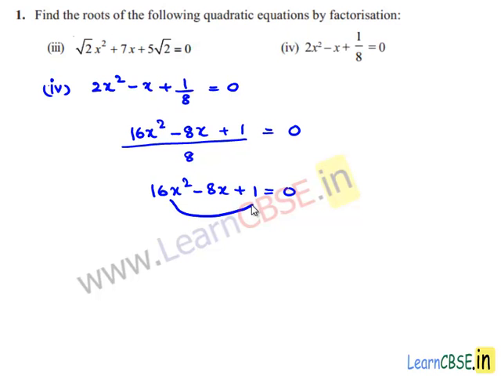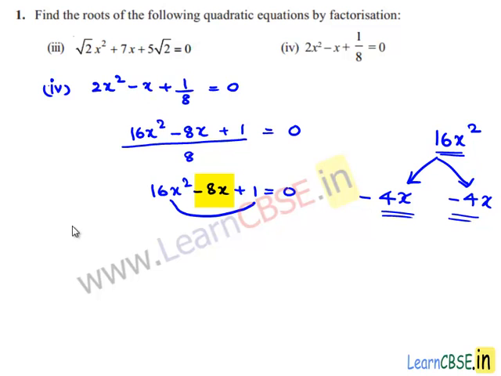The product of the first term and the last term is 16x square. We need two terms such that their product must be equal to 16x square and their sum must be equal to minus 8x. 4x and 4x: the product will be 16x square, and if I put a minus sign here, their sum, minus 4x and minus 4x, will be minus 8x. So minus 4x and minus 4x will satisfy both the conditions.